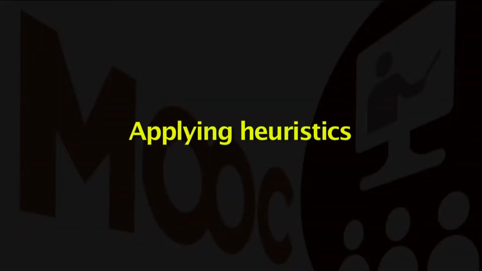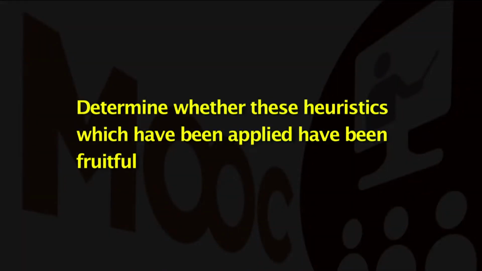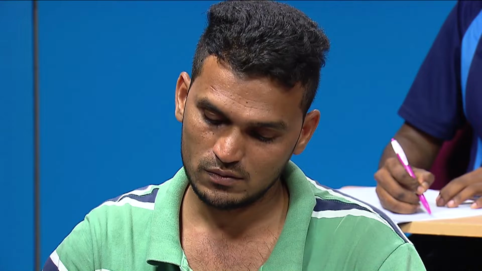Now, the third stage in this model is applying heuristics. Once the plans are developed, they are applied to a given situation. The fourth step which follows is to determine whether these heuristics which have been applied have been fruitful. The individual decides whether the heuristics have been successful in the attempt to solve the problem in front of him. If they are considered unsuccessful, then the individual may need to develop a new approach to solving the problem once again.